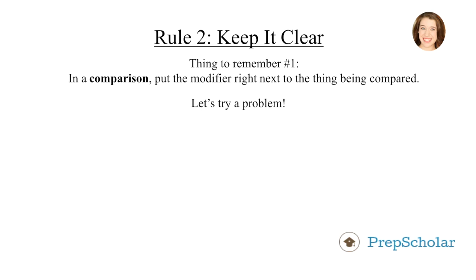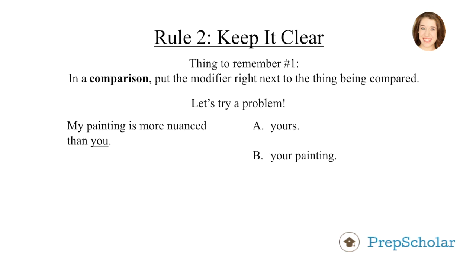Let's make this clear by trying a problem together. My painting is more nuanced than you. Ouch, first of all, if you're really saying that a painting is more nuanced than a human, but it's my suspicion that that's not actually what this sentence is trying to say. Let's break down what's going on here. There's a comparison being made, but what's being compared? My painting is being compared to you? Probably not. We would want to compare like things, right? We would want to compare a painting to a painting, a person to a person.